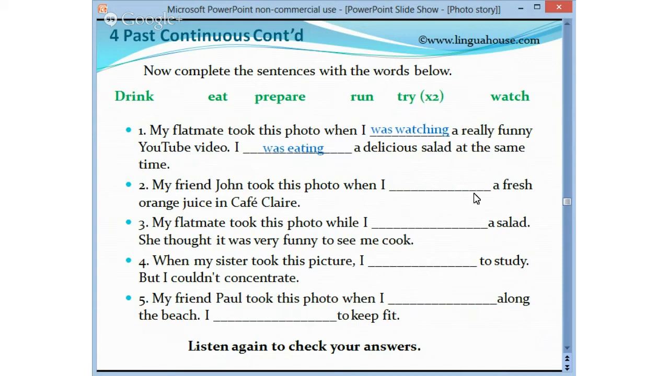Okay. So, what do we do with orange juice? Do we eat an orange juice? Drink. Okay, good. So, if we're going to change drink to the past continuous, what would it be? Drank. That's the past. We're doing past continuous. When I was drinking. Yes, good. Very good.